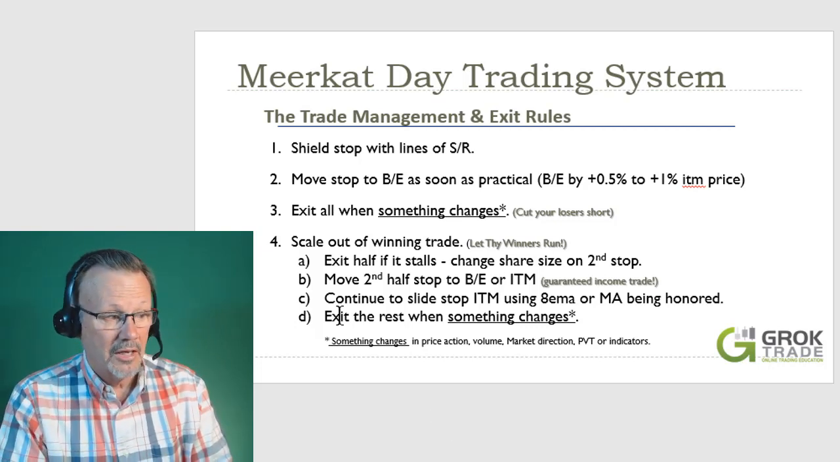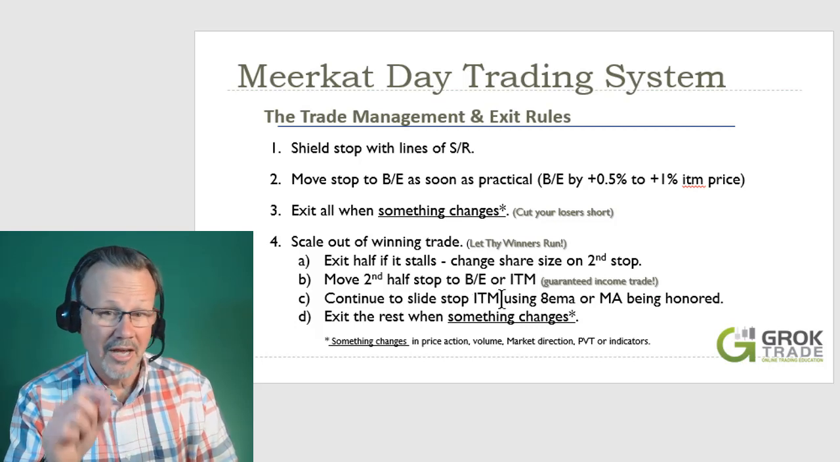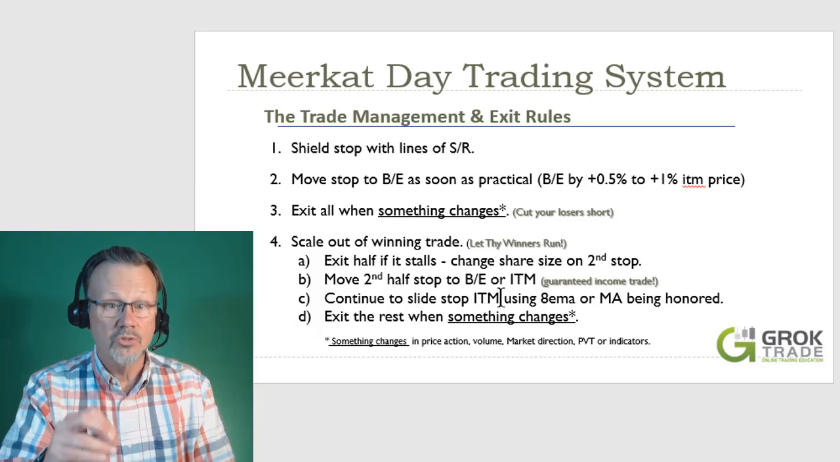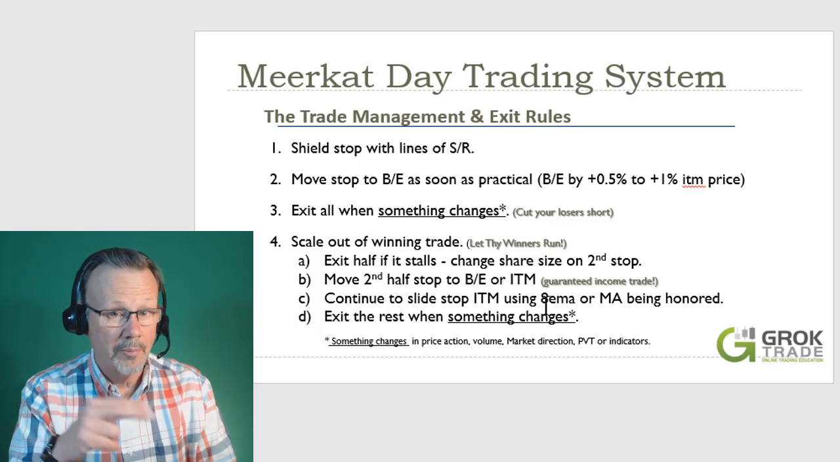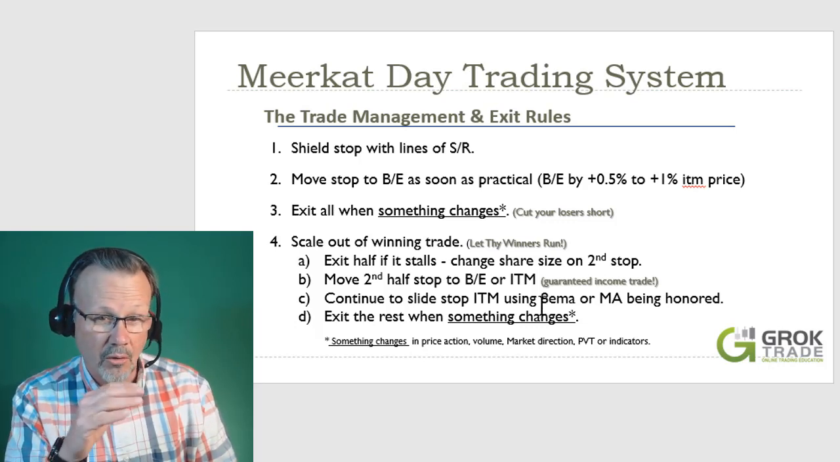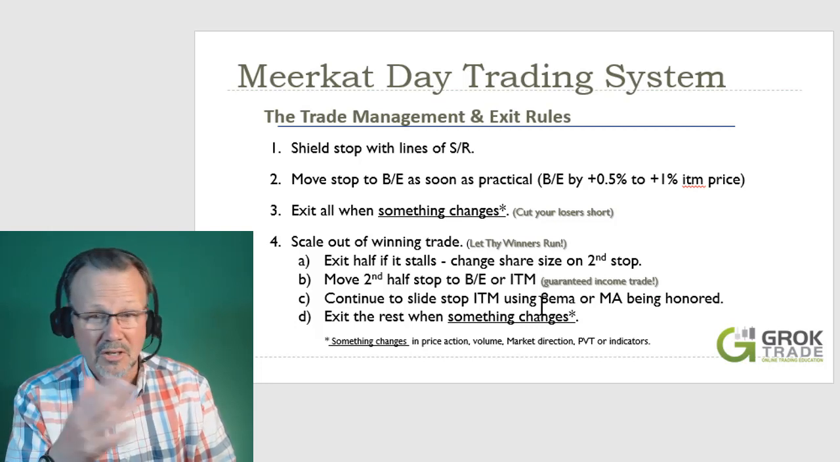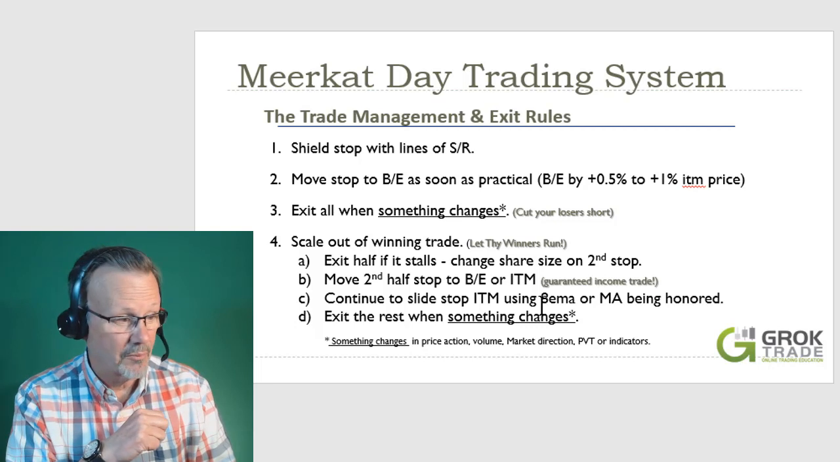And then I'm going to continue to slide my stop down in the money using either the 8 EMA or whatever moving average it happens to be honoring right now, meaning which one it's coming back to. In this case, the 8 EMA was being honored. It wasn't going back up above it, so I'm just going to follow that one on the way down. If it continues down, great. If it bounces back up, I'm out. Slight in the money trade on the second half. Hey, I made a nice income there.